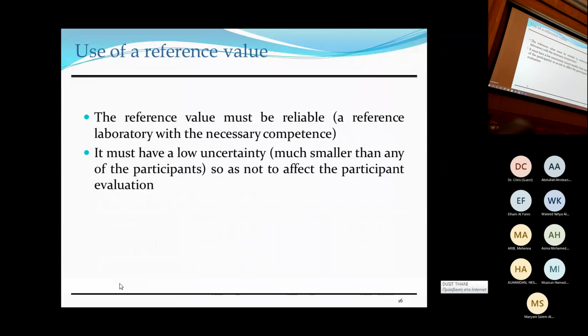So in the case of a reference value, when would a reference value be used? In order for a reference value to be used, it must be reliable. There must be a reference laboratory with the necessary competence. Again, what is this used for? As an assigned value for the proficiency testing scheme. It must have a low uncertainty so as not to affect the participant evaluation. So these are situations where the use of a reference value is favored.